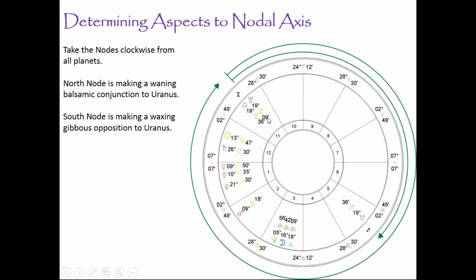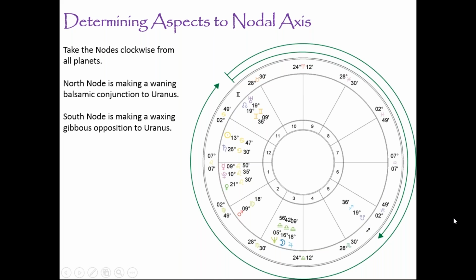Uranus is 1909. The south node is 1936. Nodes go backwards. When the node gets to 1909, it would be an exact opposition. So north node, waning or balsamic conjunction. South node, waxing gibbous opposition to Uranus.